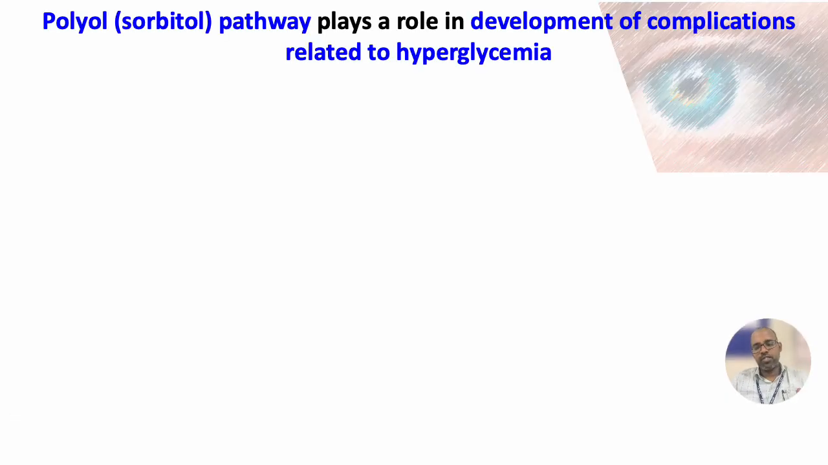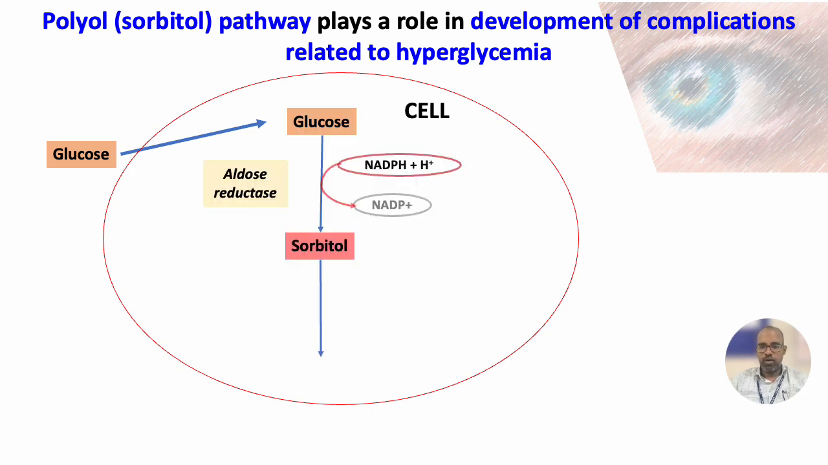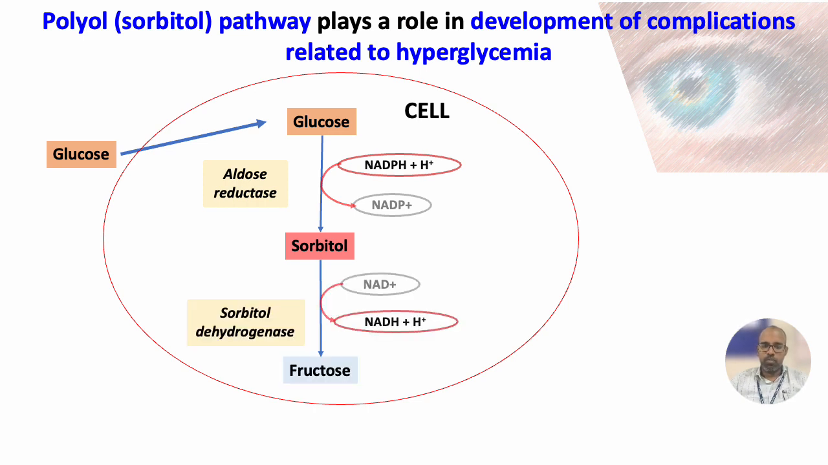If a patient has had diabetes for a long time, the main characteristic feature of patients with diabetes is hyperglycemia. So increased levels of glucose in the blood will enter into a lens cell. Increased levels of glucose will be converted to sorbitol by an enzyme called aldose reductase, and this sorbitol would normally be converted to fructose, but in the lens this enzyme is absent. Sorbitol dehydrogenase is absent, so increased levels of glucose will go into the cell, everything will get converted to sorbitol, but sorbitol will not get converted to fructose.